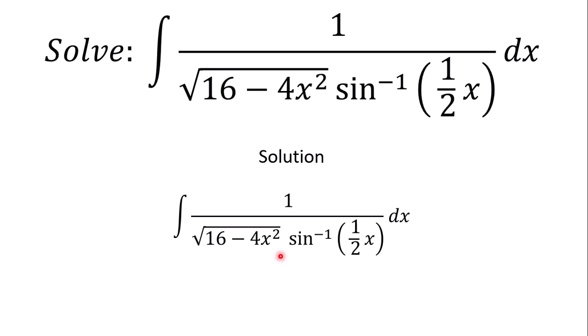Okay, so this problem here we are going to solve using substitution. Using substitution. Yeah, now we have been able to come out with the approach, but how is the substitution going to be done?